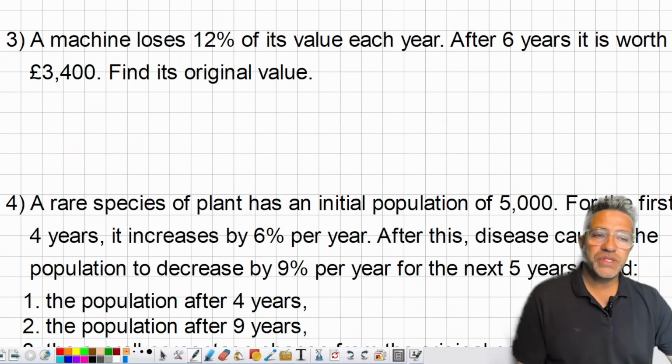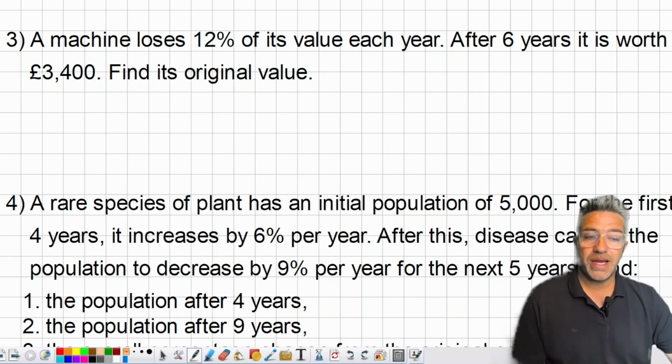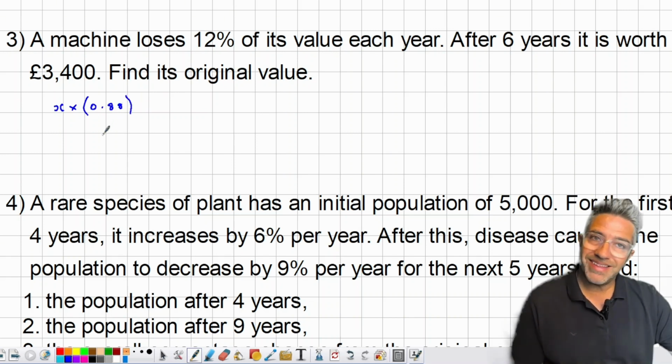A machine loses 12% of its value each year. After 6 years, it is worth £3,400. Find its original value. So if we take this original value to be x times, if we lose 12%, we have 88% left. The time frame, the power, would be 6. And the final value is 3,400.